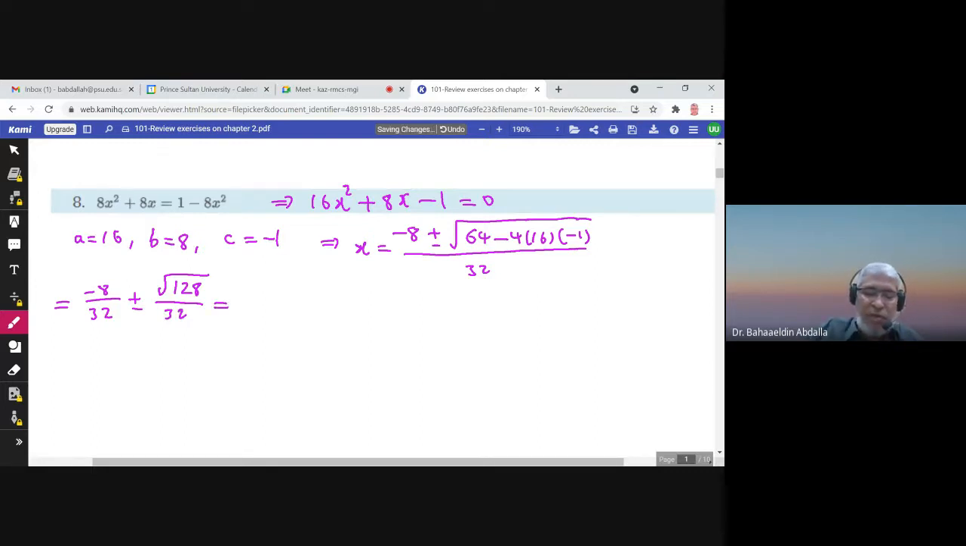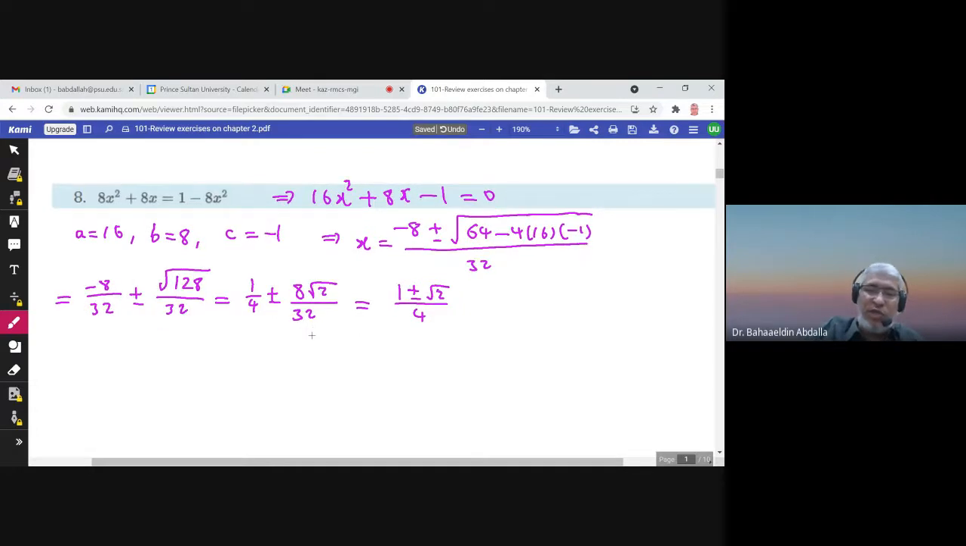And if you simplify, negative 8 over 32 is negative 1 over 4. And the square root of 128 is the square root of 64 times 2. The square root of 64 is 8, and I'll have the square root of 2 inside. And then 8 over 32 is again 1 over 4. So the answer is negative 1 plus or minus the square root of 2, over 4. And these are the two solutions of this equation.